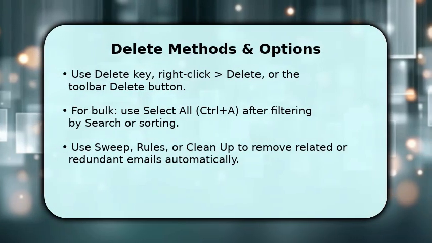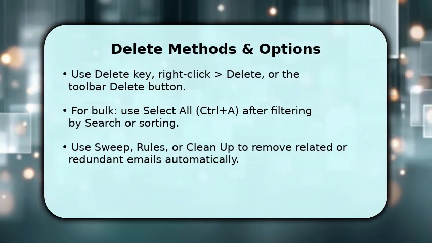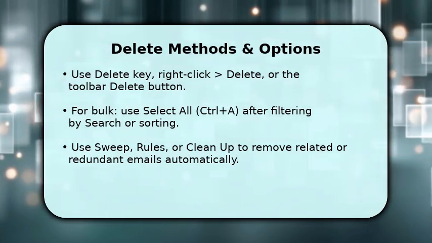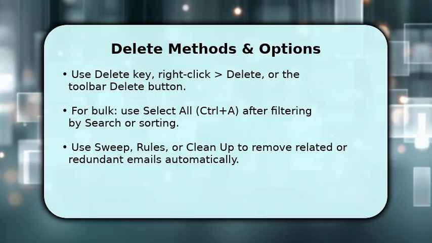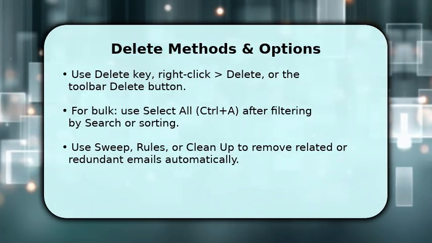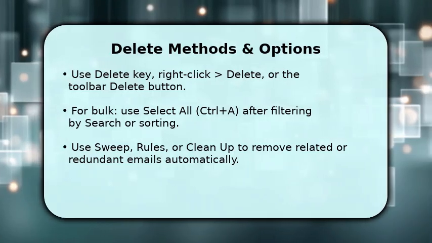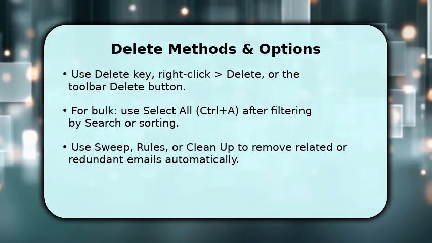Now delete the selected messages using the Delete key, right-click Delete, or the Toolbar button. Each action moves mail to Deleted Items. If you filtered results, press Ctrl+A to select all and delete in bulk.